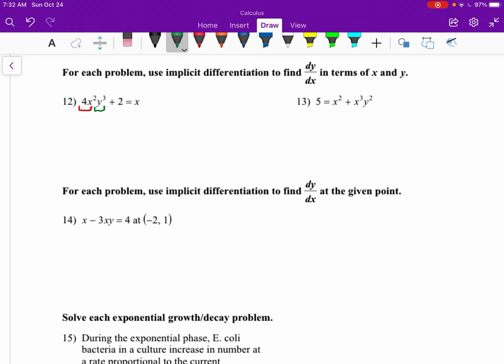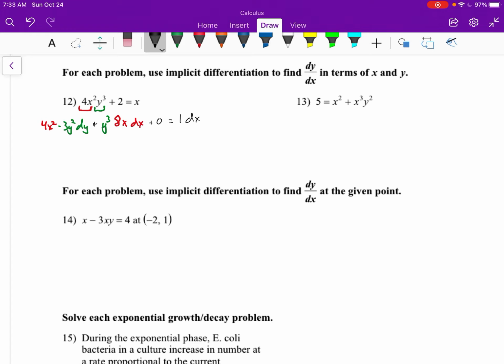So right here we have to use the product rule. So this is first times the differential of the second. So that is 3y squared dy. So that's first times the root of the second plus second, which is just y cubed, times the differential of the first, which is 8x dx. So that's all from that first term. I'm going to actually put a plus 0 here because the differential of 2 is 0, so plus 0 equals, and the differential of x is 1 dx.